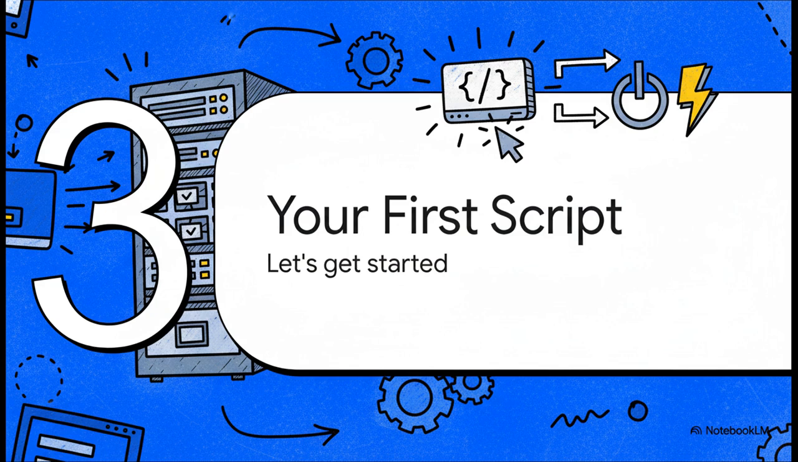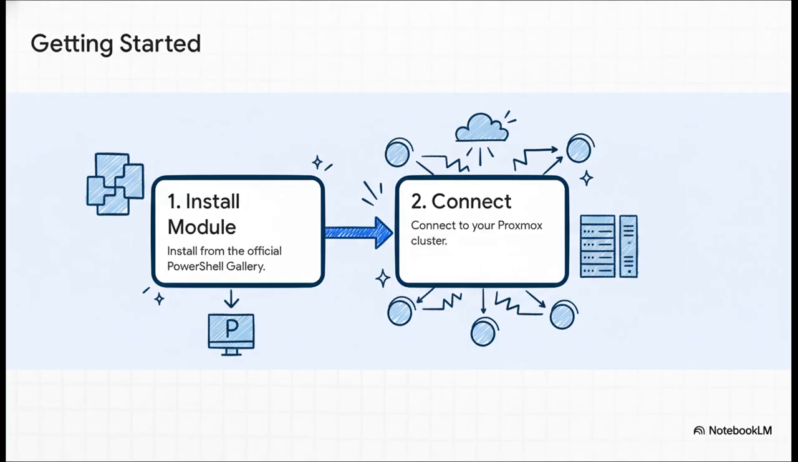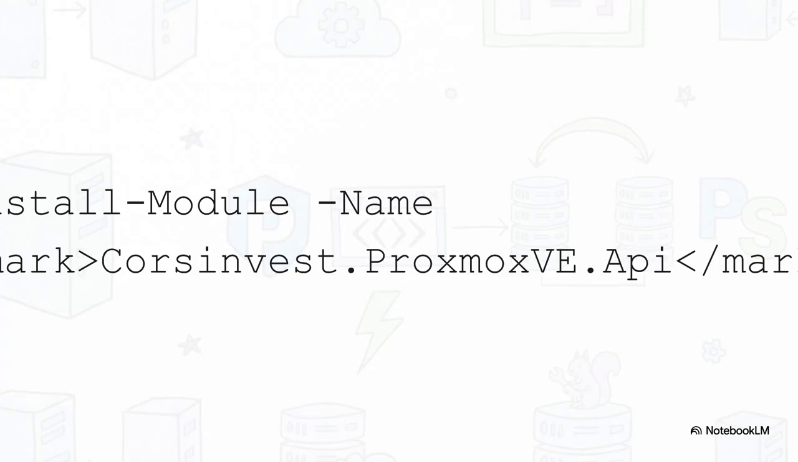Okay, enough talk. As the Italians say, spiega come faresti tu, which means explain how you would do it. So let's do exactly that. Let me show you just how fast you can get this thing up and running. We're talking minutes. And honestly, it really is this simple. It's just 2 steps to get going. First, we install the module from the official PowerShell Gallery, and then we connect to our Proxmox cluster. That is literally it.